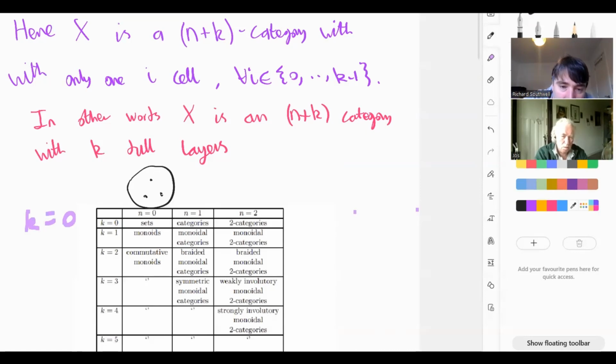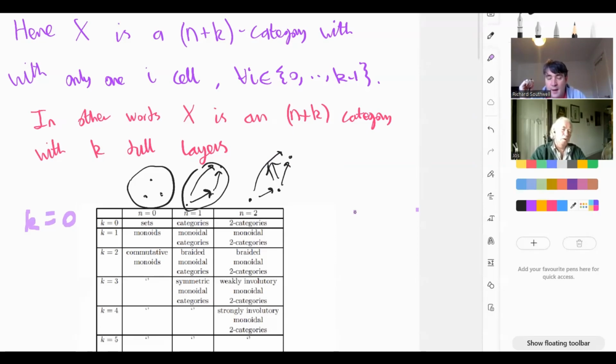And then when n is 1, we have a category. So now we have these objects, but we also have arrows between the objects. And then when n is 2, we have a 2 category. So we have these 2 cells. And we can go on and on and on. So here we would have 3 categories, and then 4 categories, and so on. So that's what the top row of this table is.